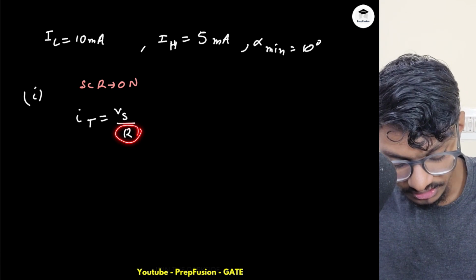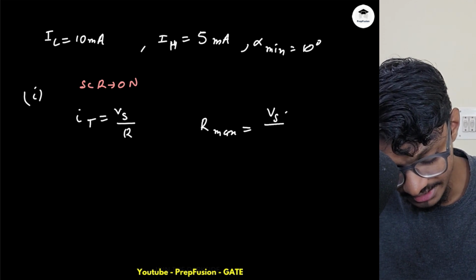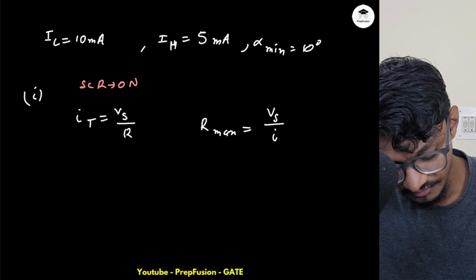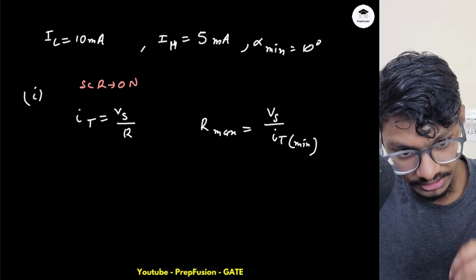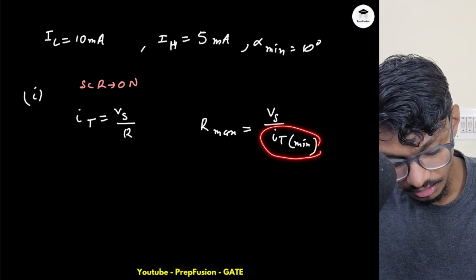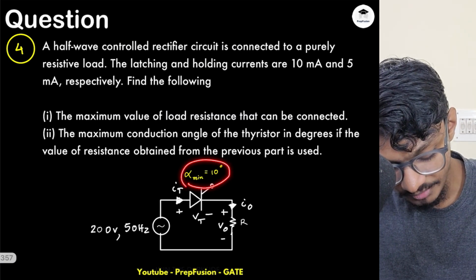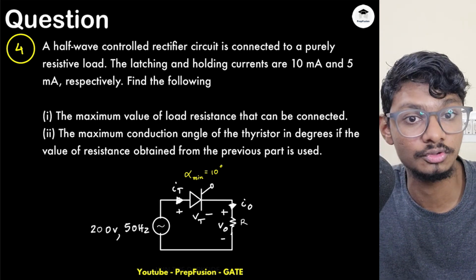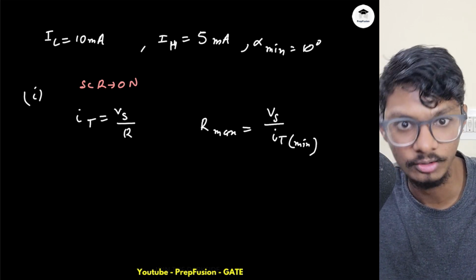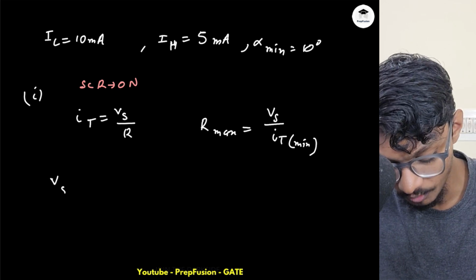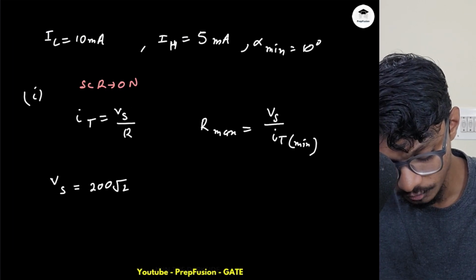So the maximum value of R, R max, will be what? If I place R that side, this will be Vs divided by I min. That is the minimum amount of current due to which the SCR can turn on. And one thing you have to notice is that this alpha minimum is 10 degrees. So if I trigger it at 10 degrees, it should turn on at 10 degrees. Whenever I trigger at omega t equals alpha, it should turn on. So at omega t equals alpha, what is my Vs? This is again the RMS value, so it will be 200 root 2 sine of alpha.